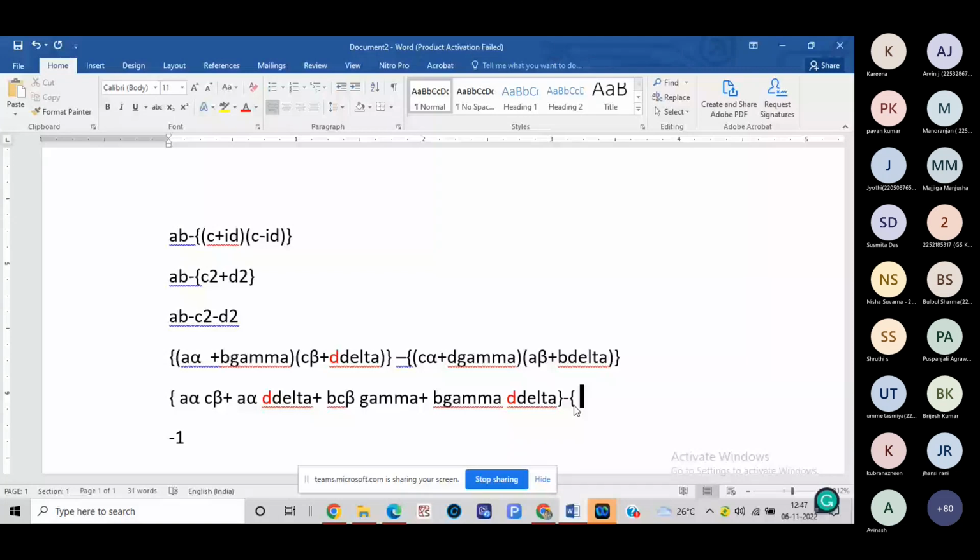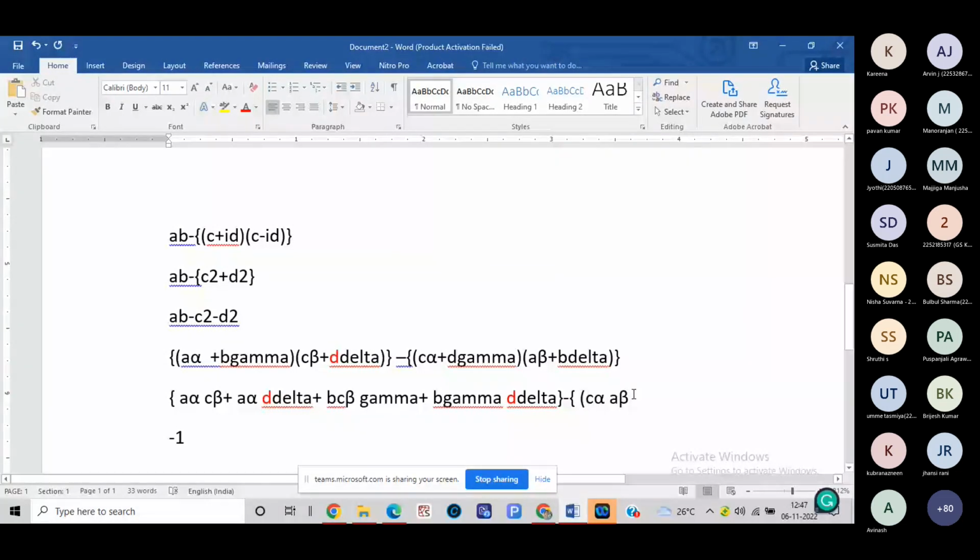So what is the answer for this? You will get C alpha A beta. This one, both the things, copy, you put it here. C alpha plus A beta. See, this is AC alpha beta, AC alpha beta, both are same, right? Both are cancelled. Plus and minus both are cancelled together.